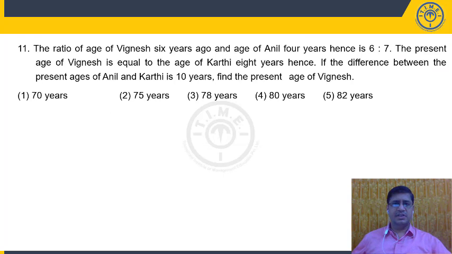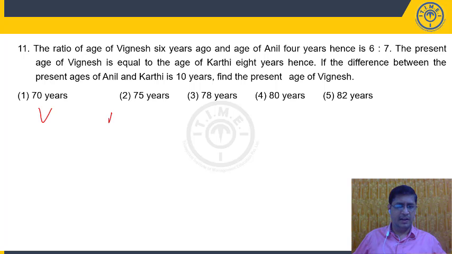Yes, my dear students, here a word problem is given, an arithmetic question. The ratio of the age of Vignesh 6 years ago and the age of Anil 4 years hence is 6:7. The present age of Vignesh is equal to the age of Karthi 8 years hence. And the difference between the present age of Anil and Karthi is 10 years. Then find the present age of Vignesh. So Vignesh, I am taking V.